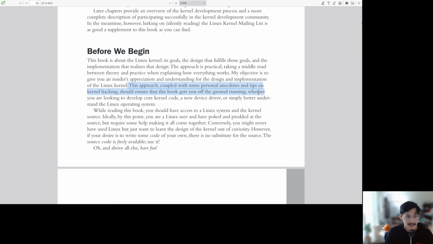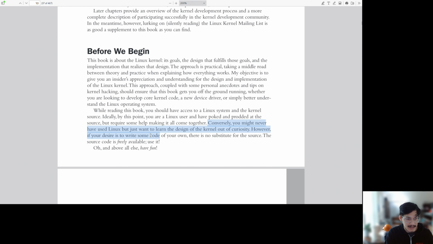Whether you are looking to develop core kernel code, a new device driver, or simply better understand the Linux operating system. While reading this book, you should have access to a Linux system, which we do, and a kernel source. Ideally, by this point, you are a Linux user and have poked and prodded at the source, but require some help making it all come together. Conversely, you might never have used Linux but just want to learn to design a kernel out of curiosity.